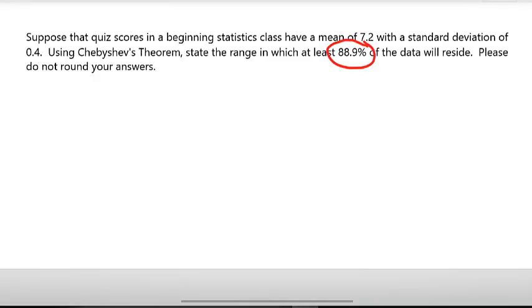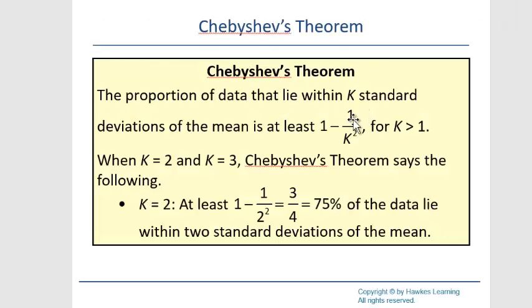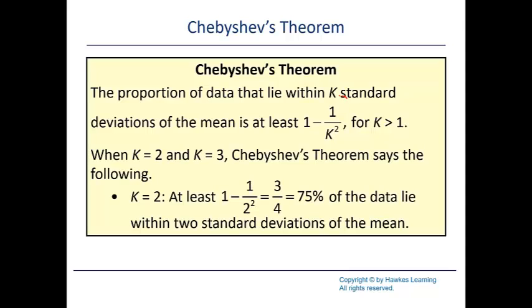Okay, so I need to figure out whether this is 2, 3, 4, 5, how many standard deviations from the mean. Our formula here, we have 1 minus 1 over k squared gives us the percentage. Well, what we don't know right now is what is this k. Okay, so if you were to, for example, plug in 2 and go 2 standard deviations, that would be 1 minus 1 over 2 squared, which is 1 minus a fourth, which is 75%. Well, that's not what we're looking for.